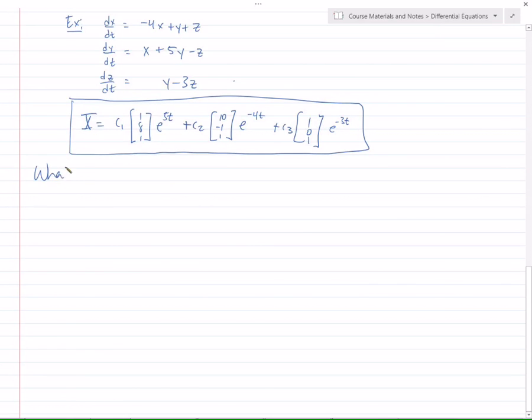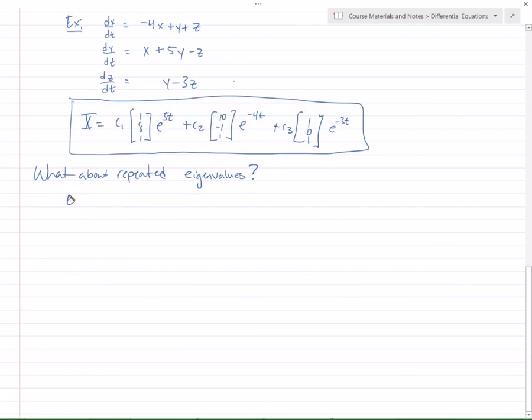What about repeated roots? Or I should say eigenvalues. It's roots in the sense that, remember, the eigenvalues come from the characteristic polynomial for the matrix: you take the determinant of A minus lambda I. So what about repeated eigenvalues?